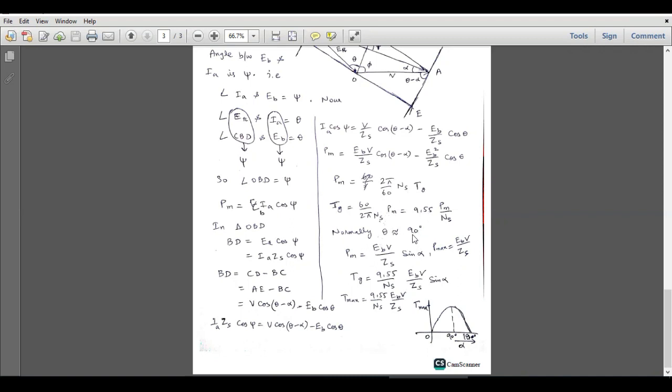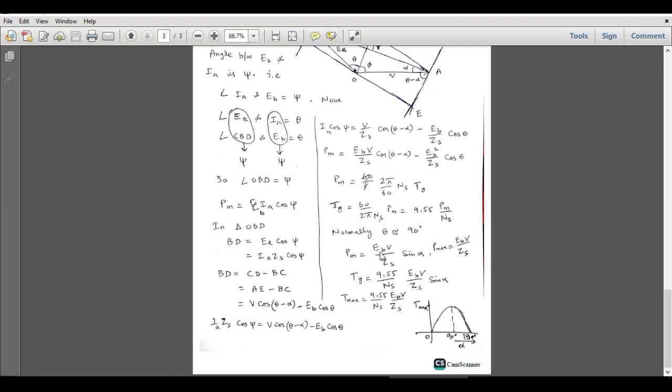Normally, this internal angle theta is approximately equal to 90 degrees, as I have already told, if we ignore the armature resistance. Otherwise, it will be slightly smaller than 90 degrees, for example, 88 degrees, 87 degrees. But still, we can approximate it as equal to 90 degrees. So in this case, cos theta will be equal to 0 and it will become cos 90 minus alpha, and cos 90 minus alpha is equal to sine alpha. So PM is equal to EB into V divided by ZS sine alpha. This is the simplified expression of the mechanical power.